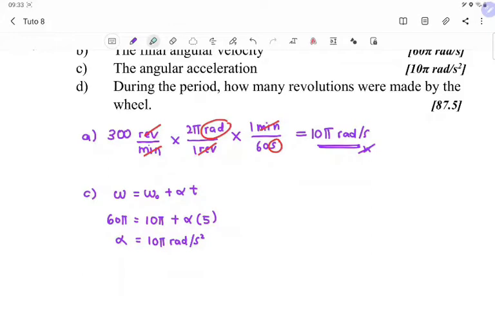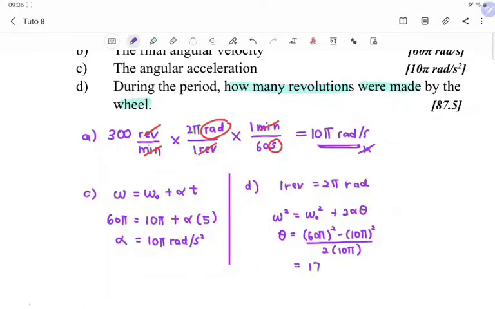Next, during the period, how many revolutions were made by the wheel? We know that one revolution is equal to 2 pi radian. So you need to find how many radians the wheel covered and then change it to revolutions. Basically we need to find theta. To do that we can use this formula, omega squared equals omega naught squared plus 2 alpha theta. Then you will get theta equals 175 pi radian.